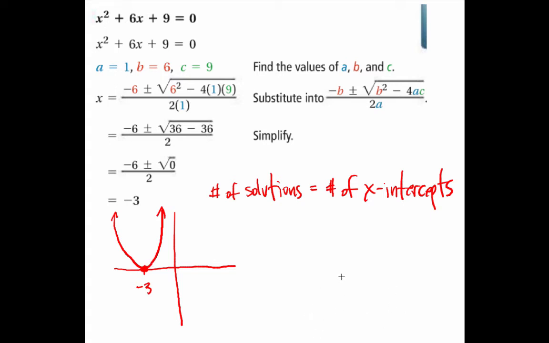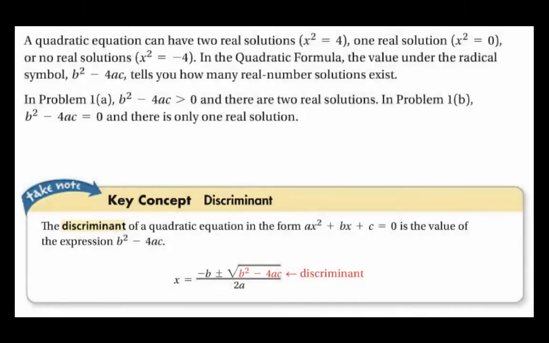The previous example, we had two solutions. So our quadratic, when we graph it, is going to come down, go below the x-axis, and then come back up through the x-axis to get our two intercepts. So the vertex would be somewhere below the x-axis. Okay, so a quadratic equation can have two real solutions. For example, x squared equals 4. It can have one real solution. An example would be x squared equals 0. Or no real solutions, x squared equals -4.